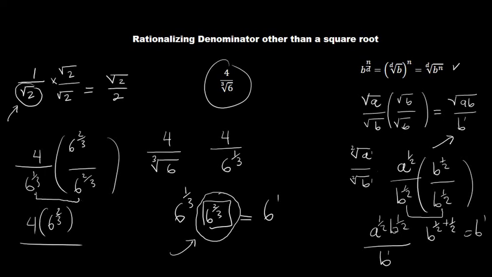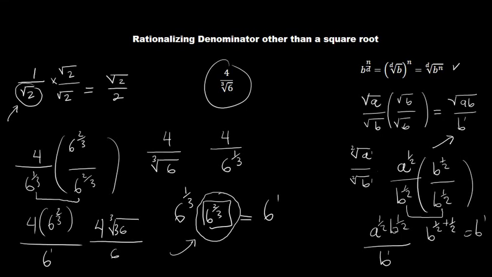Like I said earlier on, when we multiply exponents, if the bases are the same, we keep the base and then add the exponents. When we add 1/3 to 2/3, that's going to give us 1, so we have 6 raised to the first power. Now all we need to do is transform this back to its radical form, and that's going to be 4 multiplied by the cube root of 6 squared, which is 36, all of that divided by 6.